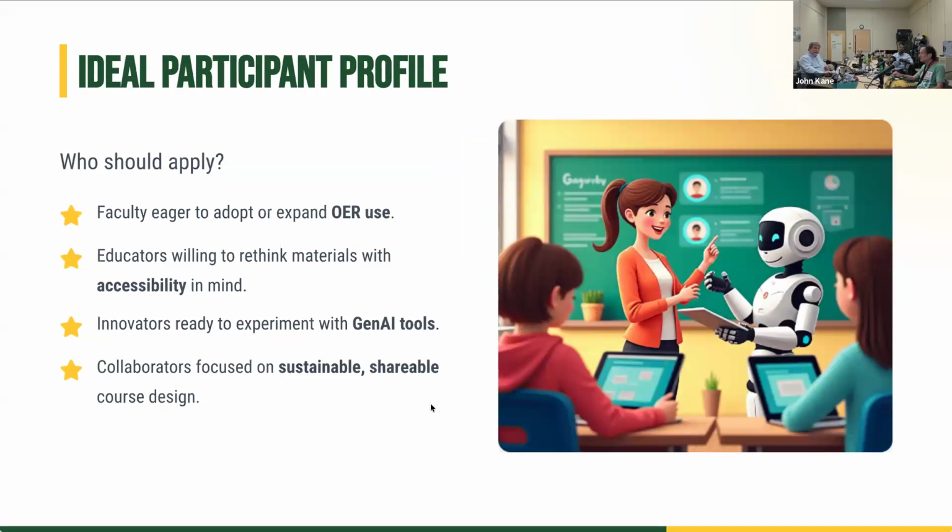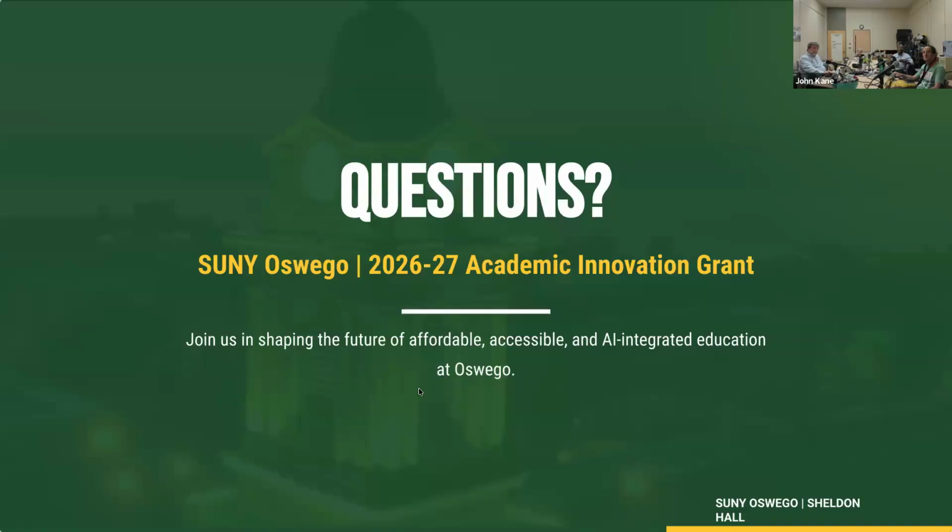So who should apply? Faculty, people who are eager to adopt or expand OER use, people wanting to rethink materials with accessibility in mind. Again, this was AI generated, but accessibility in mind should be in all of our courses anyway now. People who want to experiment with generative AI tools, and people who want to create something that's sustainable and shareable, again, should be encouraged to do this. And it should be fun. It's going to be work, but fun.